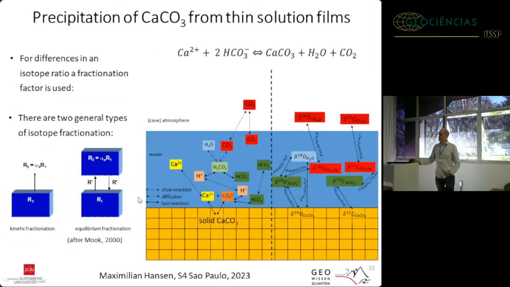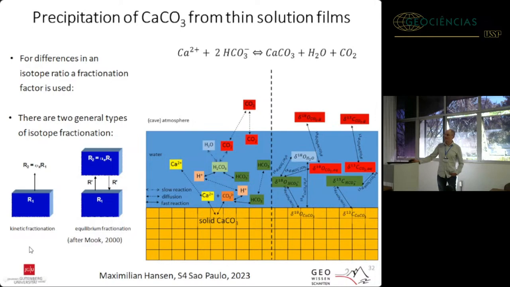So this is again the picture I showed you before. That's quite a busy picture. During all these chemical reactions which are going on during dissolution and precipitation of calcium carbonate, you also have isotope fractionation going on at the same time. And there are two general types of stable isotope fractionation processes.